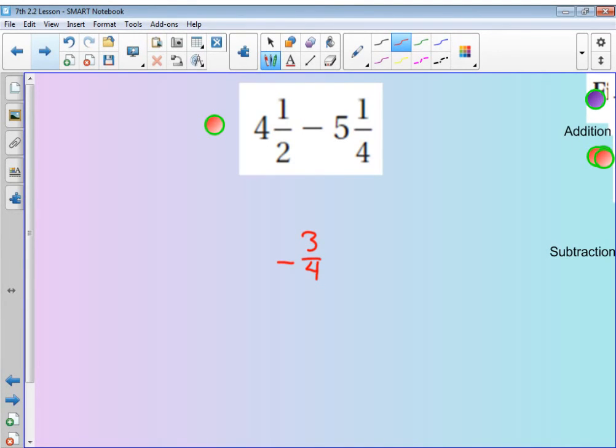You should have gotten negative 3/4 for this answer. Okay, fractions and decimals, so working those rational numbers, it's kind of complex, so be patient with yourself. Don't get frustrated, just keep plugging away at them.